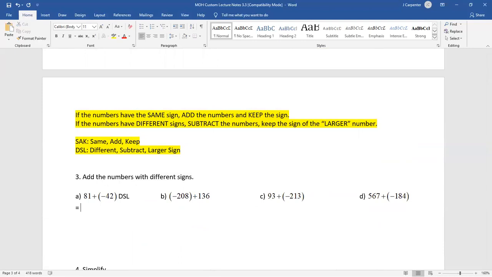Well, 81 plus negative 42. Okay, which one's larger? And again, I'm not thinking about the signs of the numbers. I'm just thinking about 81 and 42. Well, 81's bigger than 42. So that's the order of the subtraction we're going to do. And 81 minus 42 is 39. So they were different signs, so we subtracted the numbers. But now we got to keep the sign of the larger number. And again, when I say larger, I'm thinking in absolutes. I'm just thinking 81 versus 42. 81's bigger, 81's positive, so that is a positive 39 is the answer.